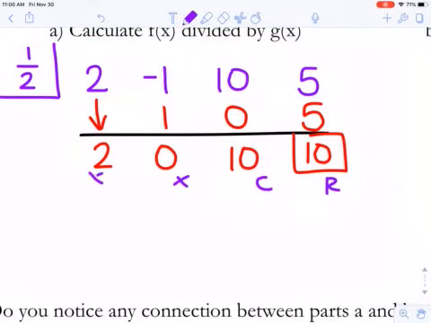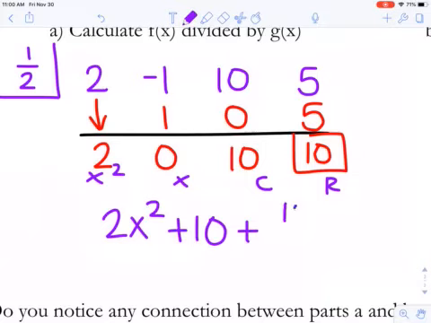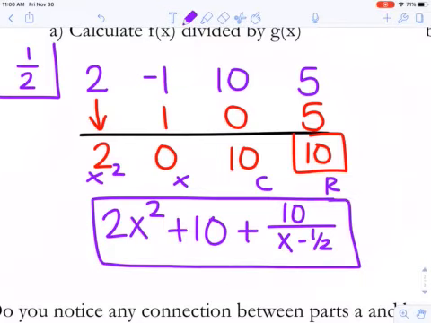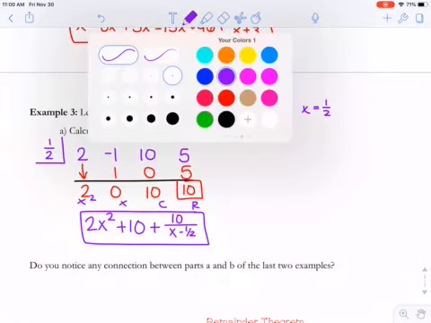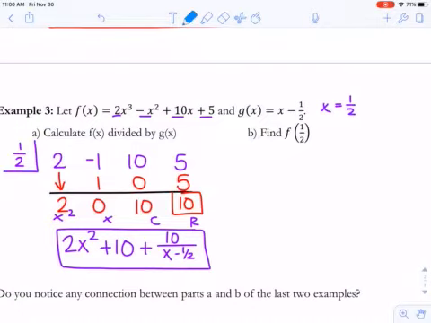Constant, x squared. So even though there's a 0, that counts as your x term. The way you would actually write your answer, though, does not include the 0. You would just say, 0x is just 0, you can leave that out. Plus 10 over x minus 1/2. Gorgeous. That's the answer. And now just to prove our remainder theorem point, let's find f of 1/2.